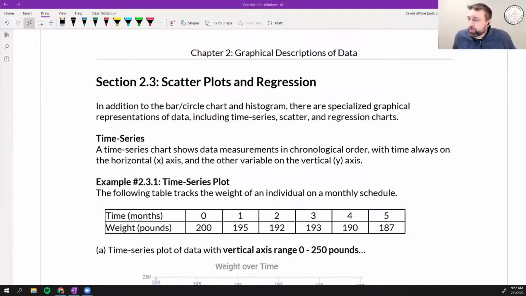Let's jump into section 2.3. This is scatter plots and regression. And once again, if you don't think the class has been mathy enough, it's about ready to get a whole lot mathier. So we're going to start with scatter plots.